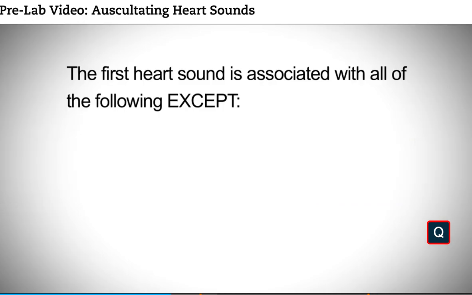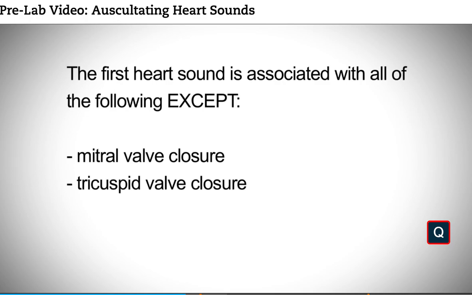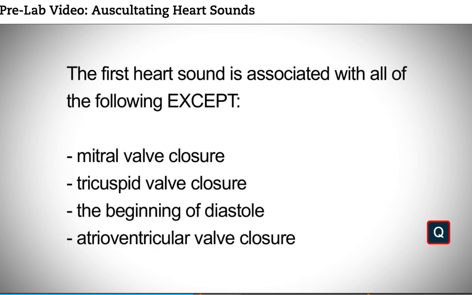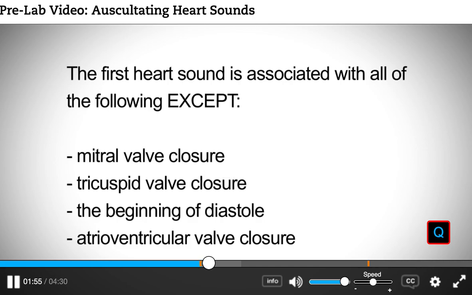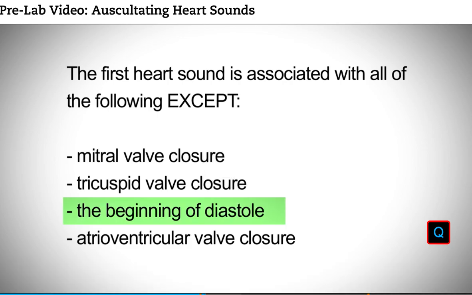Let's check your understanding. The first heart sound is associated with all of the following except: mitral valve closure, tricuspid valve closure, the beginning of diastole, atrioventricular valve closure. The tricuspid and mitral valves are atrioventricular valves. Their closing is associated with the first heart sound. Diastole begins following the second heart sound.